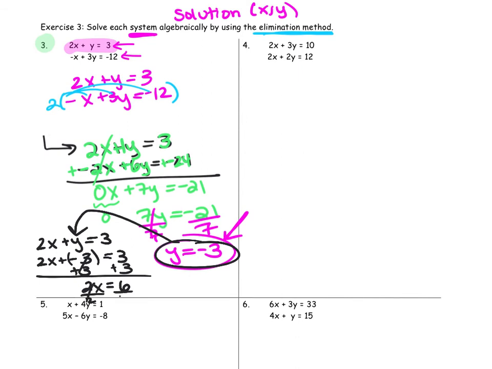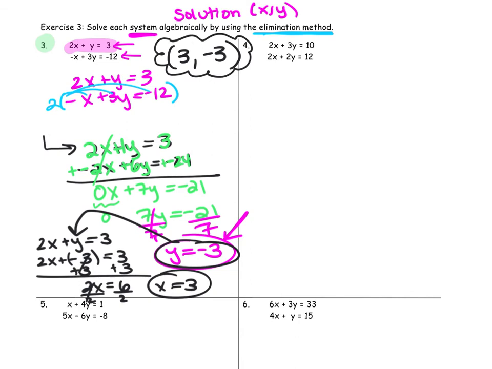Divide by 2, and I get x to equal 3. So there's my solution, 3 comma negative 3. And you always want to go back and do that check. I'm not going to do the check right now just for time's sake, because you guys can do that on your own. I know you know how to. Just plug x and y back in to both equations, right? X and y go into both equations.